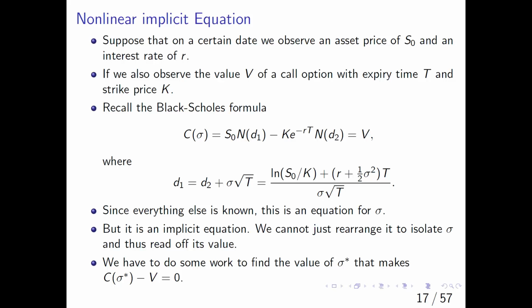Now, here our target becomes we want to find a sigma star that makes C(sigma star) minus V equals 0. Here, this V is the observed option value from the market.